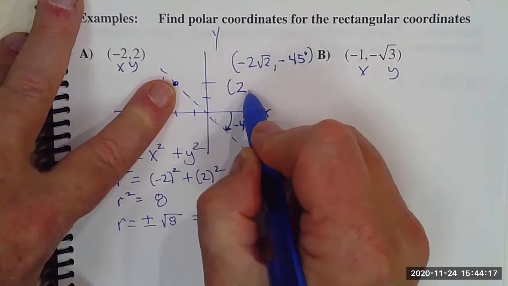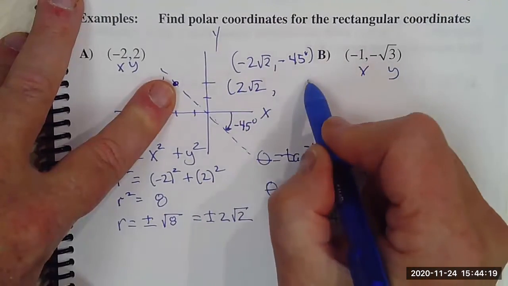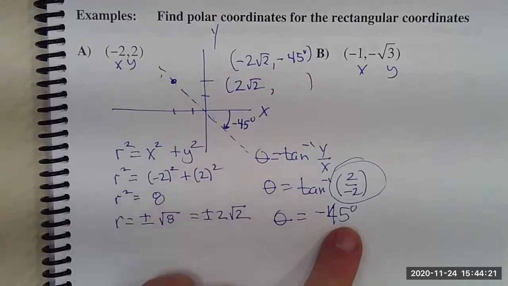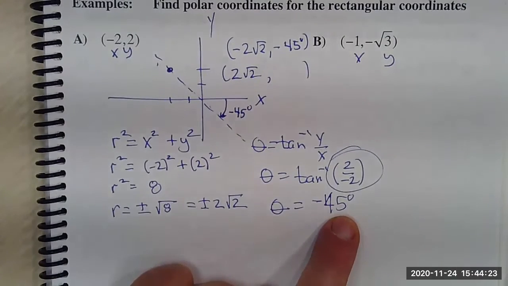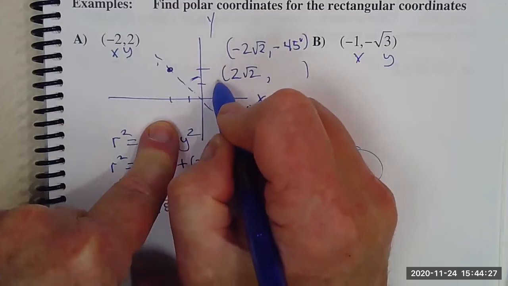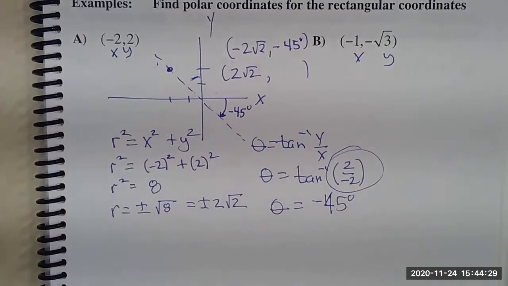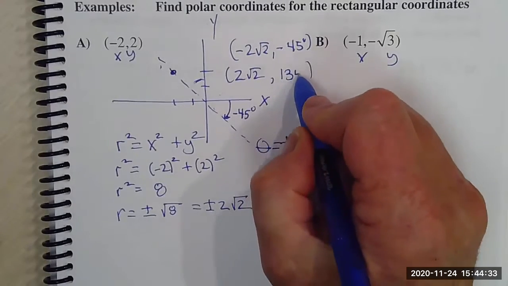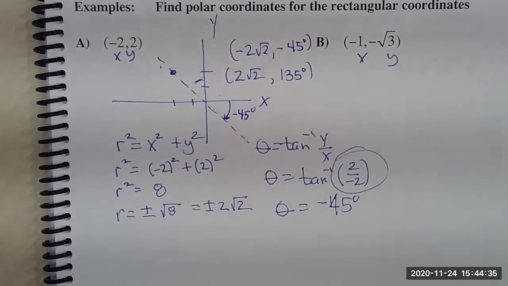Otherwise, if you went 2 root 2, knowing that they gave you -45 degrees, you'd have to say, well, gosh, that's 45 degrees. It looks like 135. It looks like 135 degrees. But you've got a couple choices there. So just be careful.